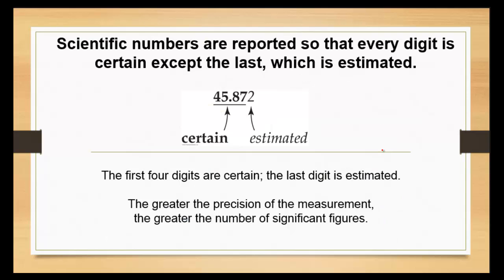So scientific numbers are reported so that every digit is certain except the very last one, which is estimated. So in here, the first 4 numbers, the 45.87, are certain. We know for a fact that it's at least 45.87. The last digit at the end, however, is estimated, and I'll show you some examples of this in a second. The greater the precision of the measurement, the greater number of significant figures.